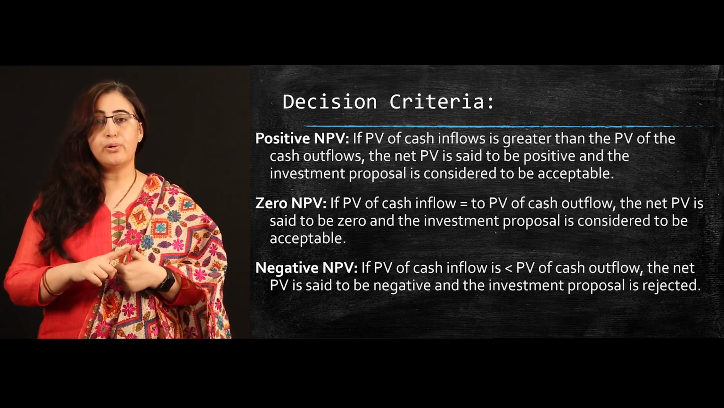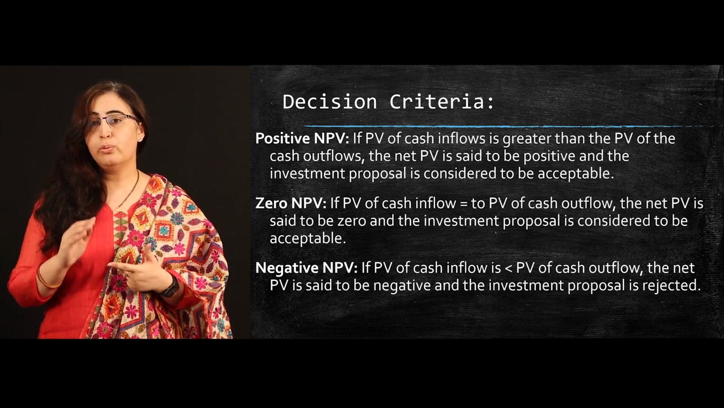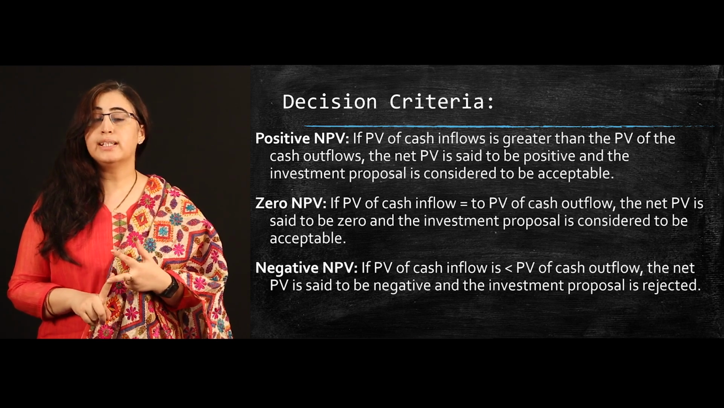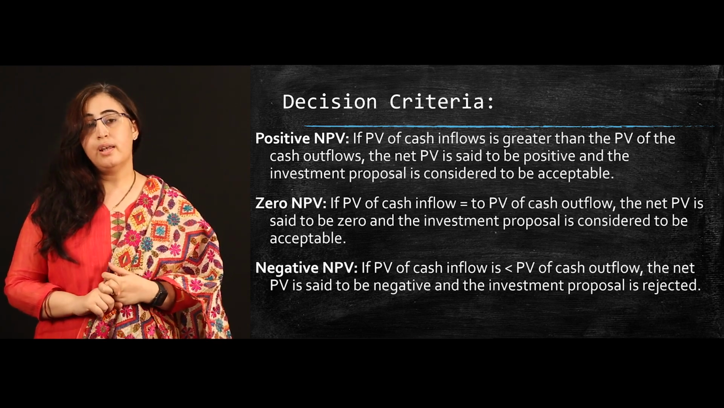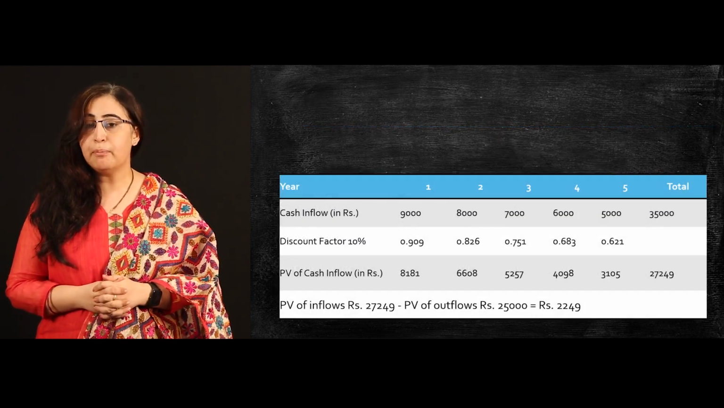Positive NPV, you are going to accept it. Zero NPV, if there is no other option, only then you are going to accept it. And negative NPV, you are not going to accept the proposal. Now we will study this particular thing with the help of an example.